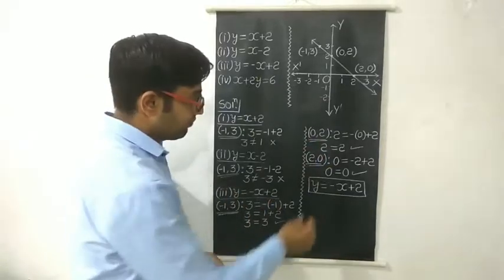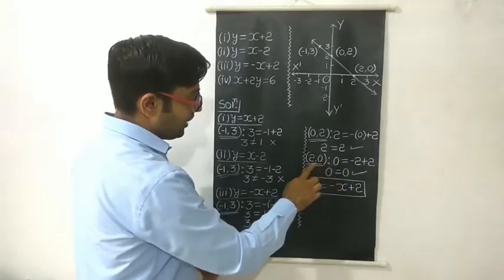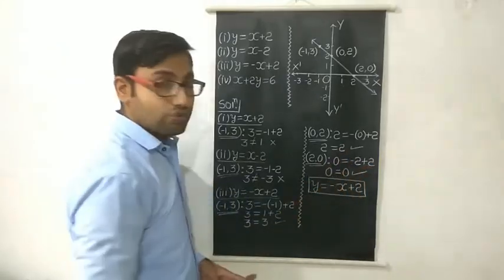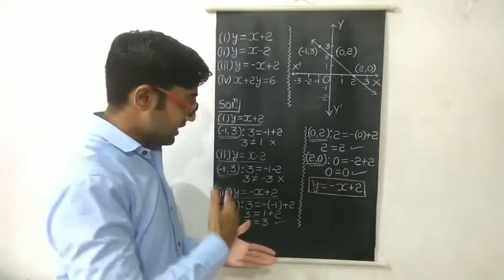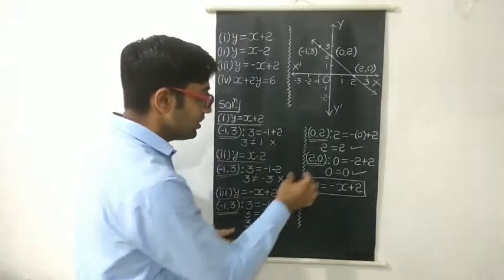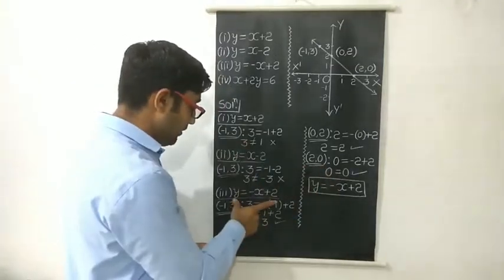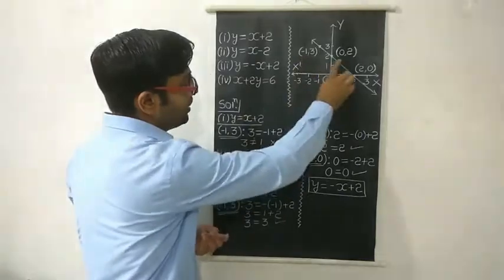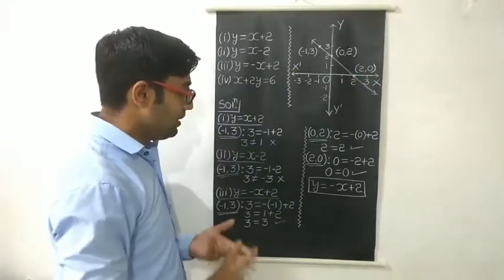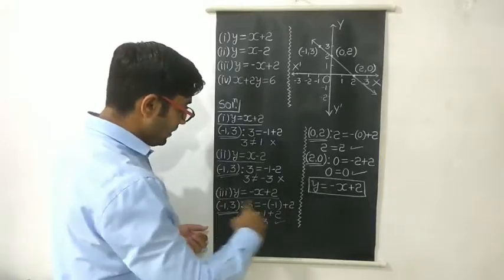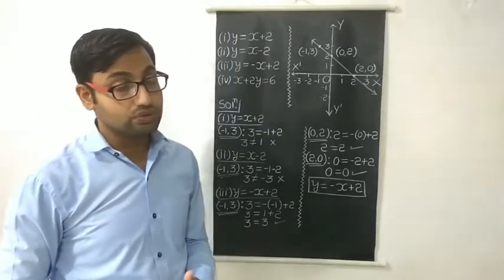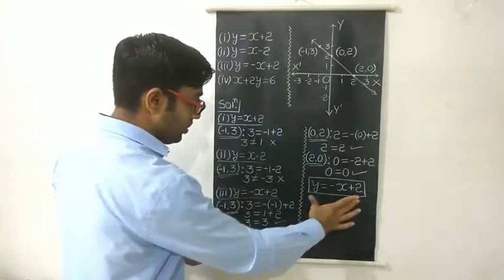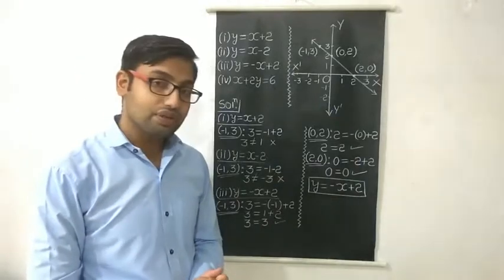Let us check the third point, (2, 0). Instead of y we put 0, instead of x we put 2. 0 = -2 + 2. -2 + 2 is what? 0. Again left hand side and right hand side values are equal. That means (2, 0) is the solution of this linear equation, y = -x + 2. So all the 3 points, (-1, 3), (0, 2) and (2, 0), are the solution of this linear equation, y = -x + 2. That means this graph is of the linear equation y = -x + 2.